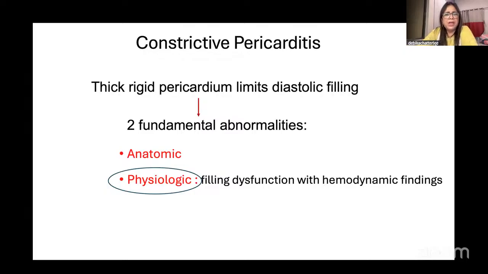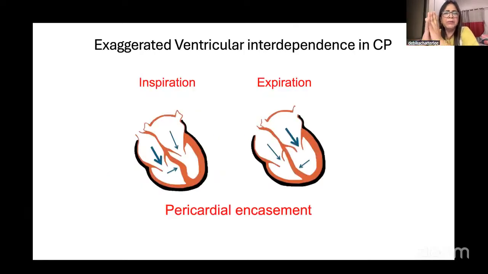Now, after the anatomic findings, let us move to the physiologic findings. As I said, it's the filling dysfunction with hemodynamic findings. What is it? It is because of the exaggerated ventricular interdependence.